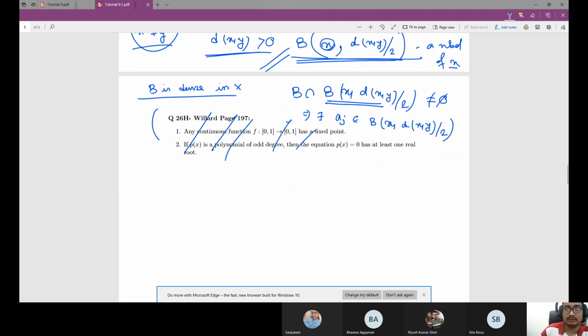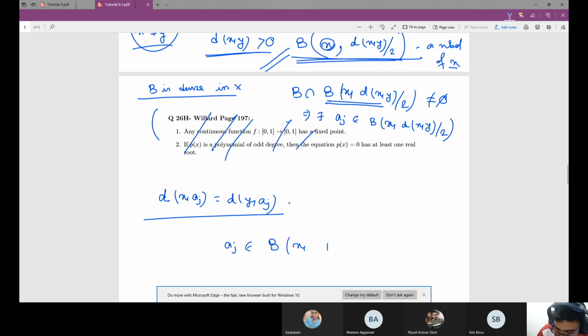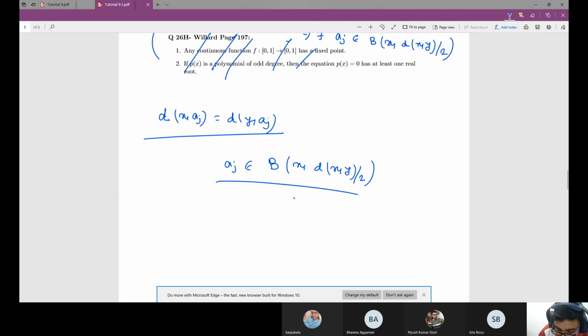Okay, so we will see later on this problem. So now what do you have? You have d(x, aj) equal to d(y, aj), and aj belongs to the ball B(x, d(x,y)/2). So from here what can you say about d(x, aj)? It is strictly less than d(x,y)/2.